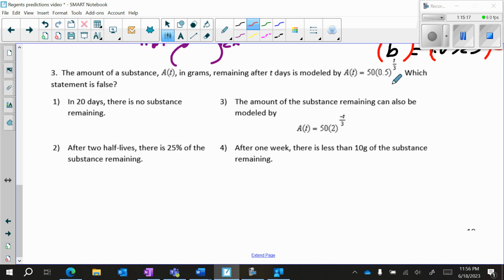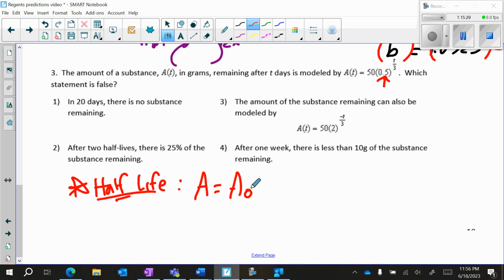Now, you know you're going to get a question involving half-life or doubling time. So this is half-life because notice it has a base of 0.5. The half-life equation is not one that is on the reference sheet. You have to memorize this. It is amount equals initial amount times 1/2 for half-life, to the t over h, where h is the half-life and t is the time elapsed. A sub 0 is the initial amount.